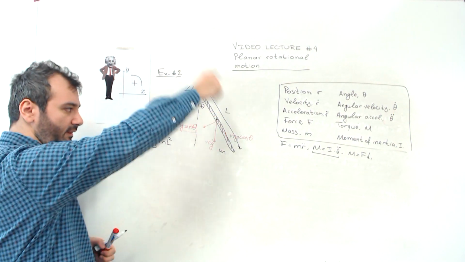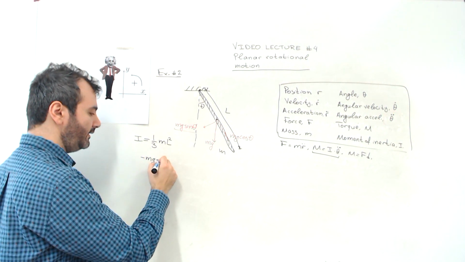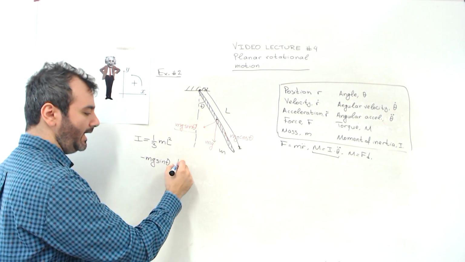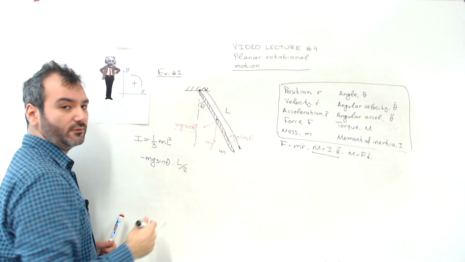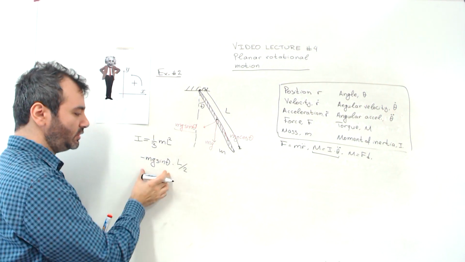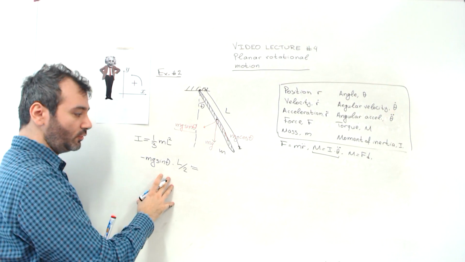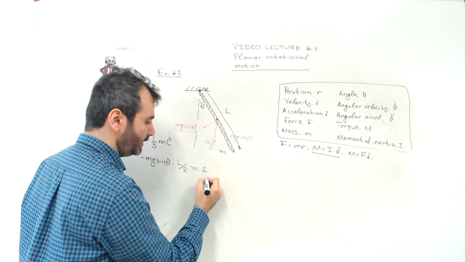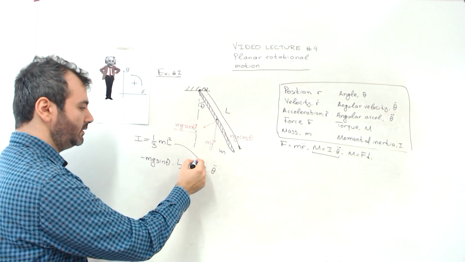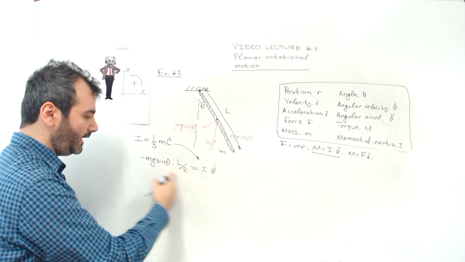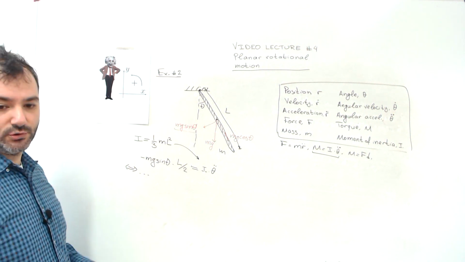And since it tends to rotate the object clockwise, the torque is minus mg sine theta times L divided by 2, L half, because the center of mass is at the center of the object. So it is force times distance. And now this is the torque, but the torque is equal to the moment of inertia times theta double dot. I will leave it to you to substitute I inside here and write out the differential equation that governs this motion.